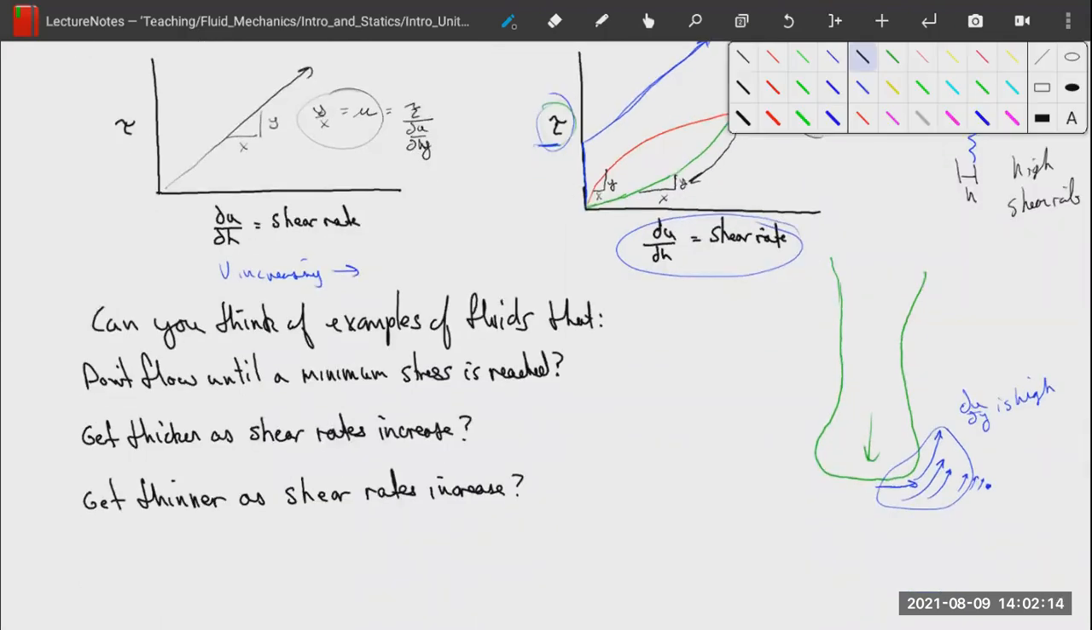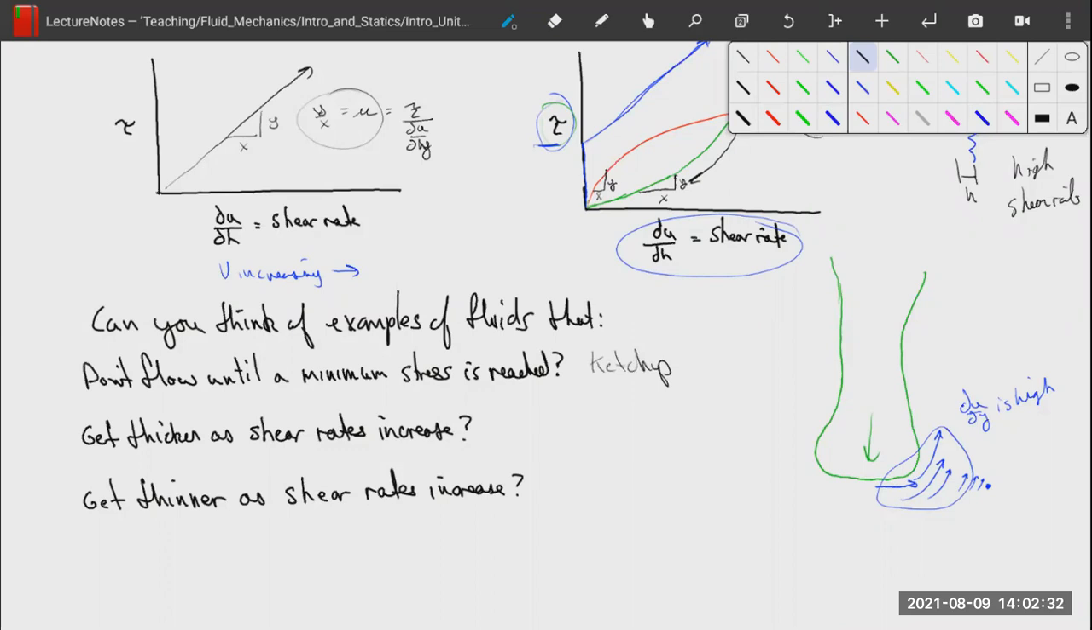I've already talked about these, so why don't you pause the video and fill these in. Great. So, don't flow until a minimum stretch, catch up.